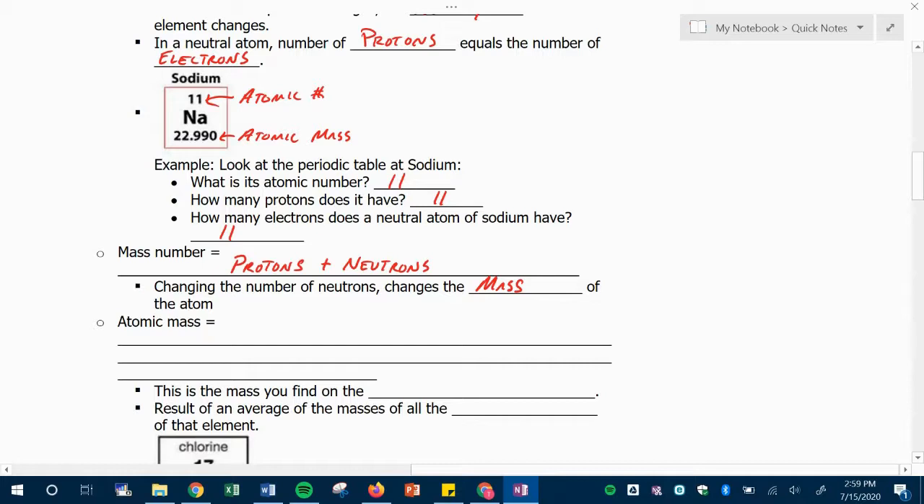And so atomic mass is a little bit different. This is the weighted average of all of the masses of an isotope for an element.